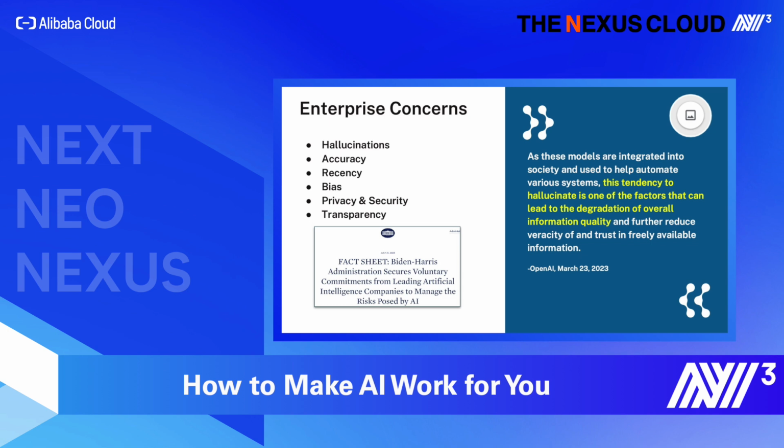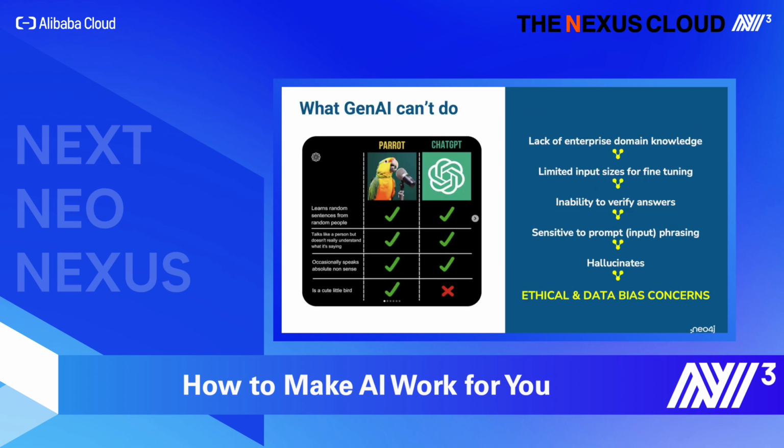But unfortunately, with LLMs today, we can't do that. And we have a very good comparison. ChatGPT does everything, right? It learns random sentences from random people and just summarizes it. It talks like a person, and it occasionally speaks absolute nonsense, just like a parrot. But at least a parrot is cute, right?